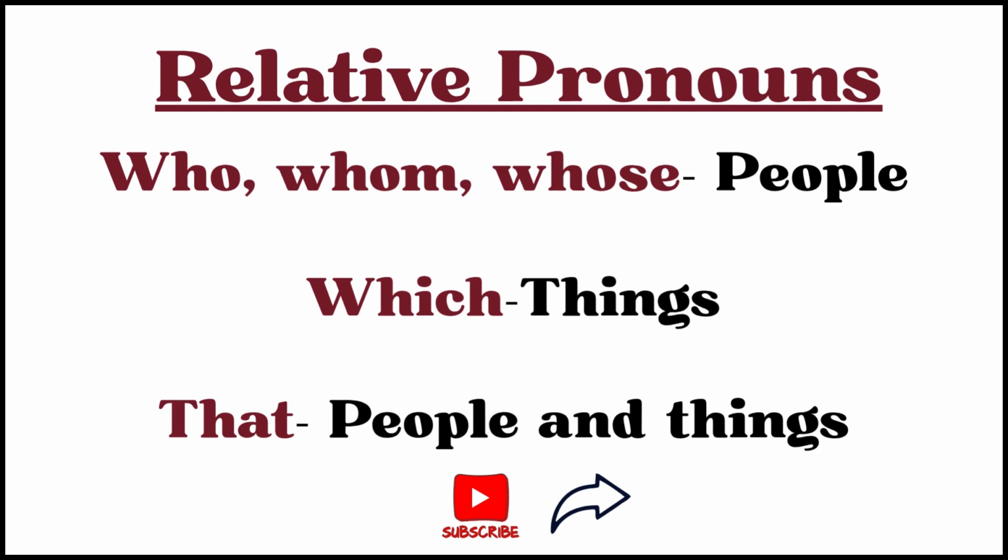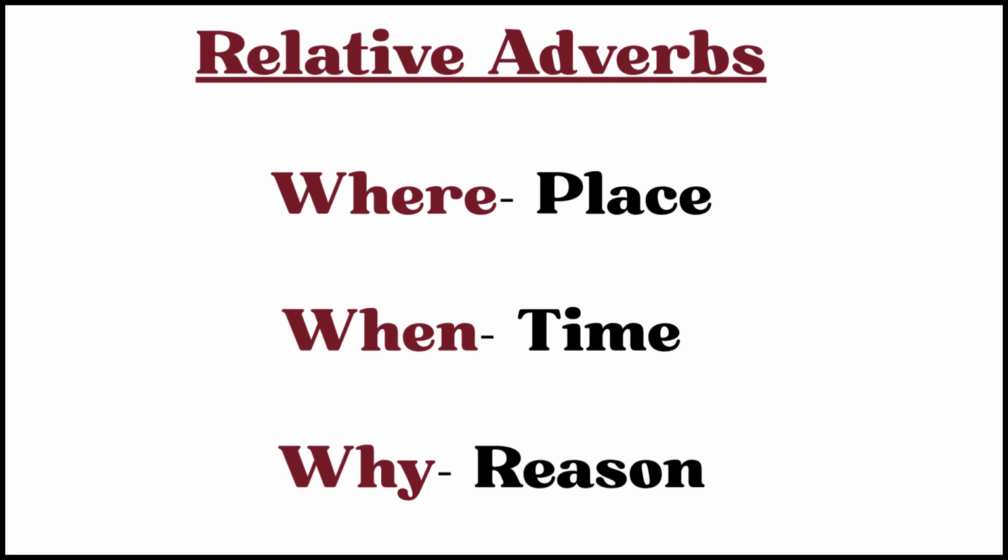Who, whose, and whom are used to talk about people. Which is used to talk about things. That can be used to talk about both people and things. Who, which, and that are most commonly used in IELTS writing. The relative adverb where is used to refer to a place. When is used to talk about time, and the relative adverb why is used to highlight a reason.